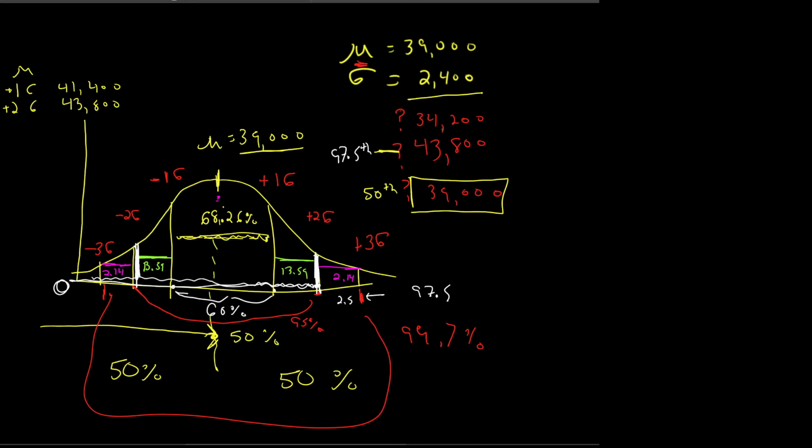Now, if I go the other way, if I go down, so minus one standard deviation from 39,000 brings me down to 36,600. I think 36,600. Let's see if I add 2,000. Yep. And if I go down two standard deviations, I'm going to go down to 34,200 and... oh, wait, that's the other number I was looking for.